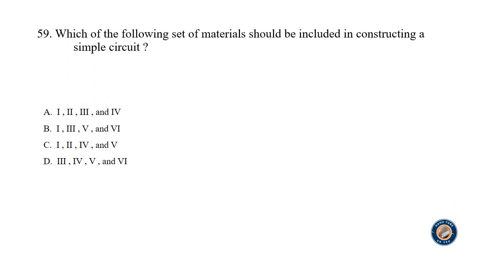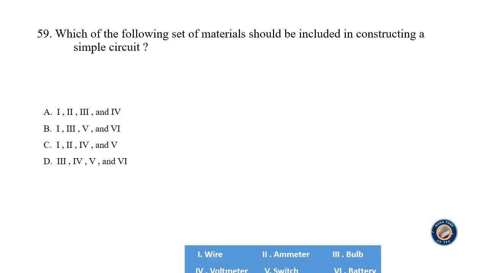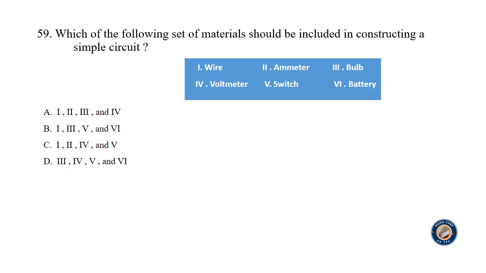Question number 59. Which of the following sets of materials should be included in constructing a simple circuit? 1. Wire. 2. Ammeter. 3. Bulb. 4. Voltmeter. 5. Switch. 6. Battery.